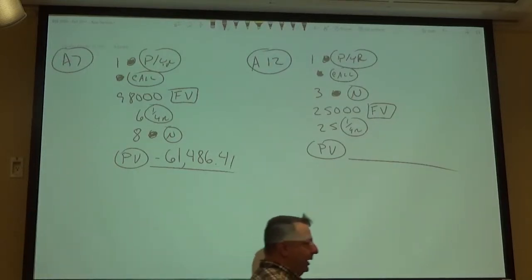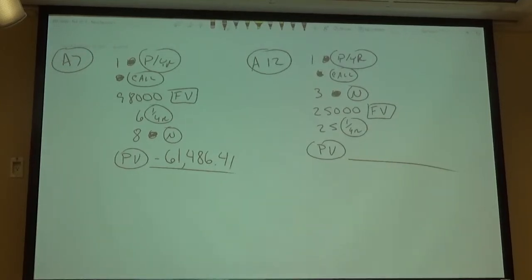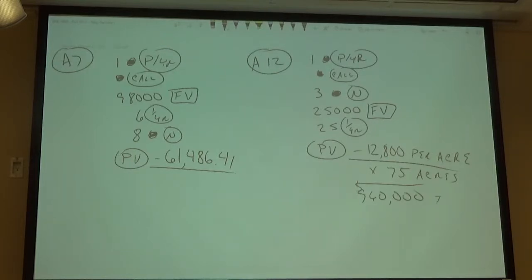So 12,800 an acre. So not a bad investment. 25% rate of return each year, not a bad deal. Okay? Comfortable with that? Yes? Now if you want to go ahead and say, okay, well, there's 75 acres, you could keep going. So 960,000 total.